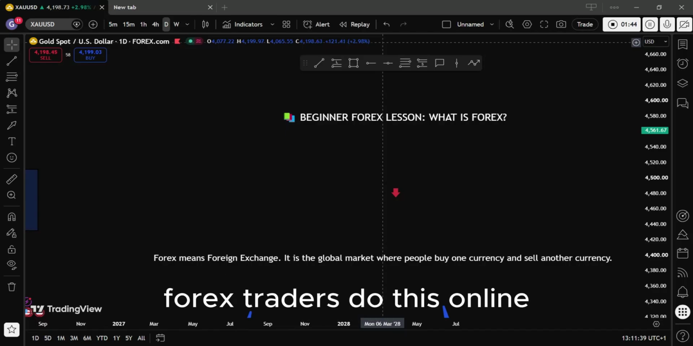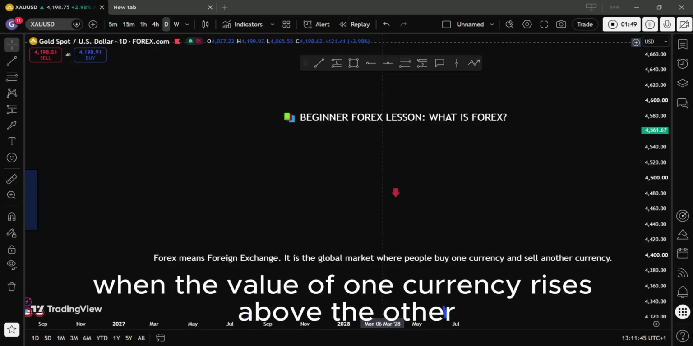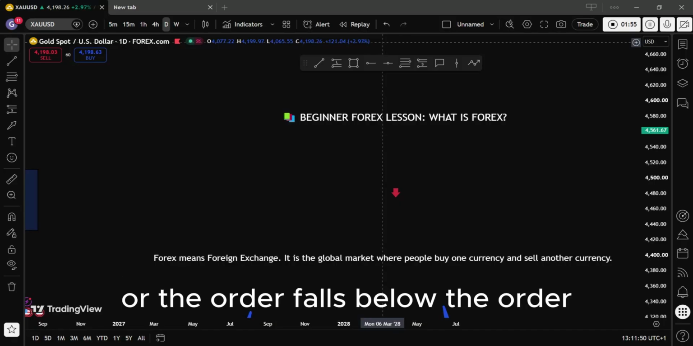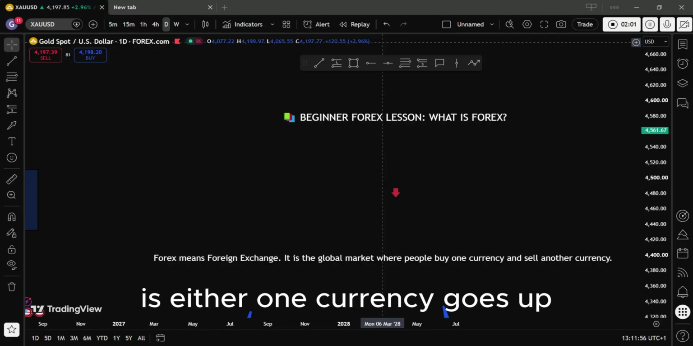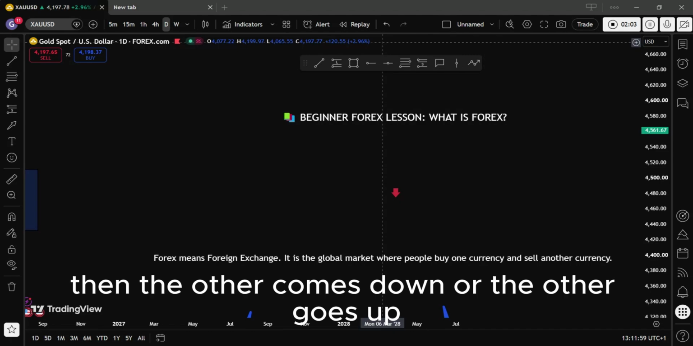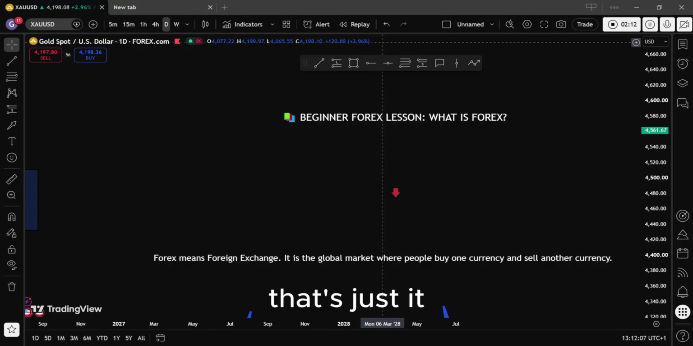Forex traders do this online with the aim of making money when the value of one currency rises above the other or the other falls below the other. That's how the traders make money from it. You see that one currency goes up, then the other comes down, or the other goes up, the other comes down. That's how it's done. That's just it.